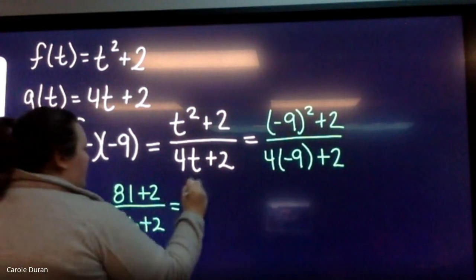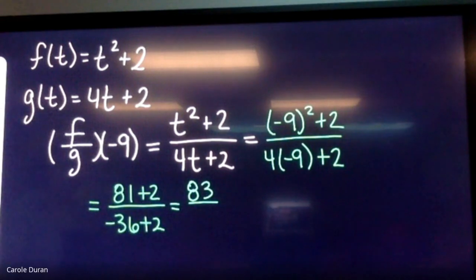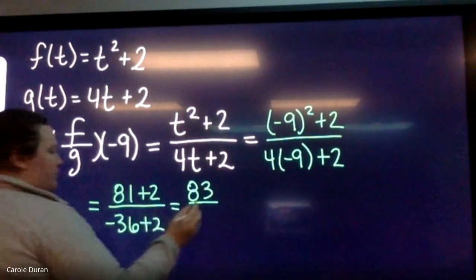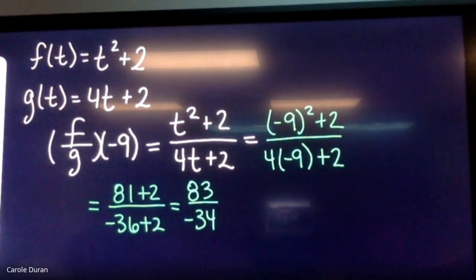81 plus 2 is 83. Wait, don't you mean plus? Oh wait, I wrote down plus 9 back. And then -36 plus 2 is -34. So I end up with 83 over a -34. Of course, if we can simplify those, we should, but those will not simplify. So that is our final answer.